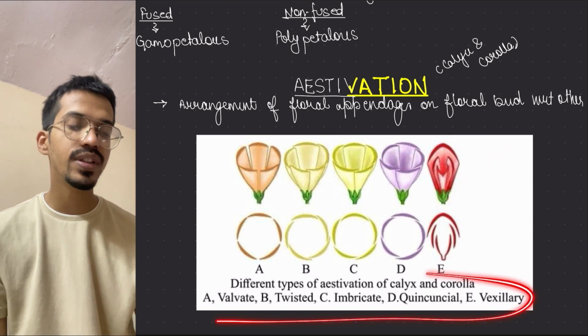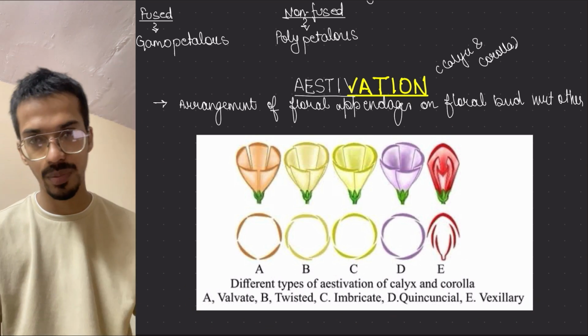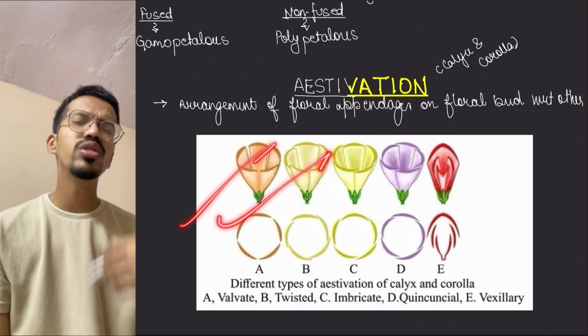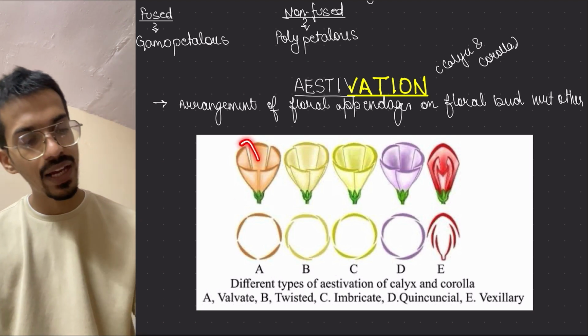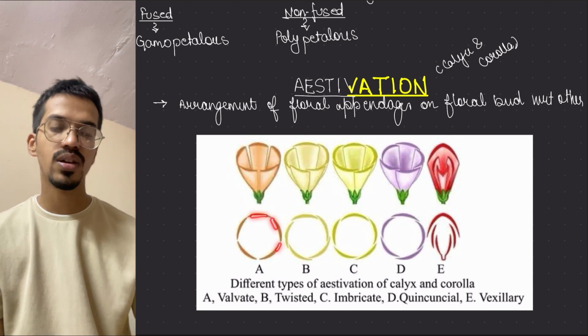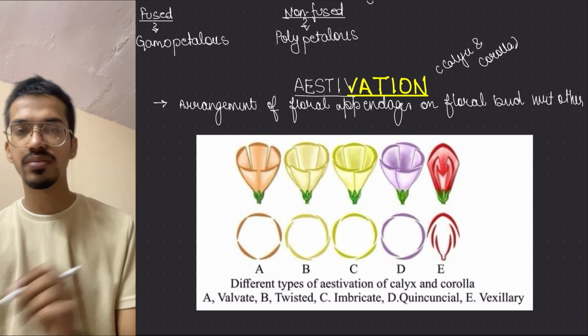The examples of this which are given in NCERT, you have to remember from it. The arrangement I have told you, this is how you have to explain it in your academic exams also. You will make one diagram and tell that this one is not twisted, this one is twisted, like this.